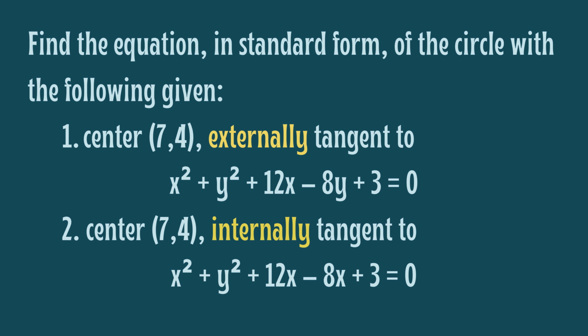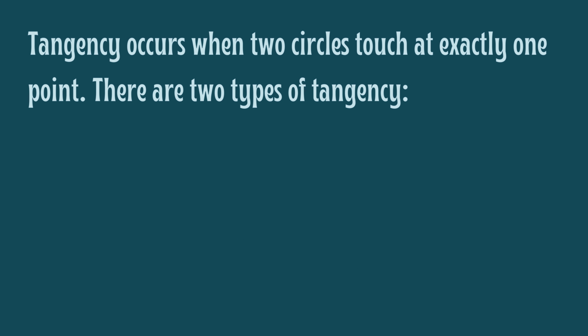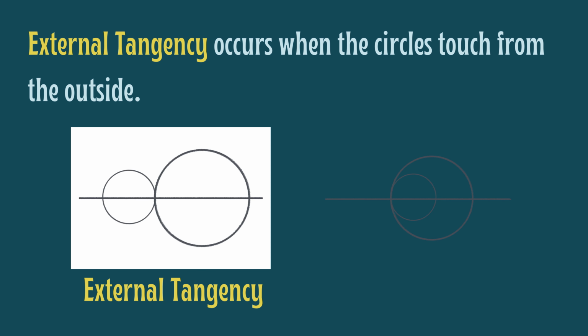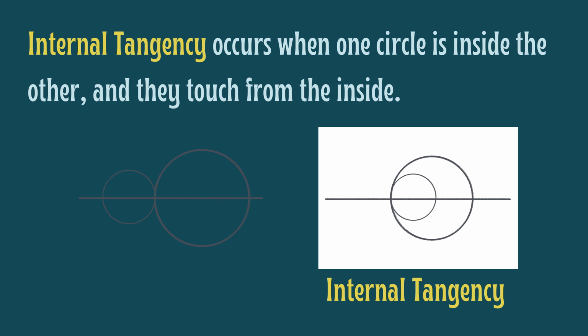Before we solve the problems, let us define first what tangent circles mean. Tangency occurs when two circles touch at exactly one point. There are two types of tangency: external tangency and internal tangency. External tangency occurs when the circles touch from the outside. Internal tangency occurs when one circle is inside the other, and they touch from the inside.